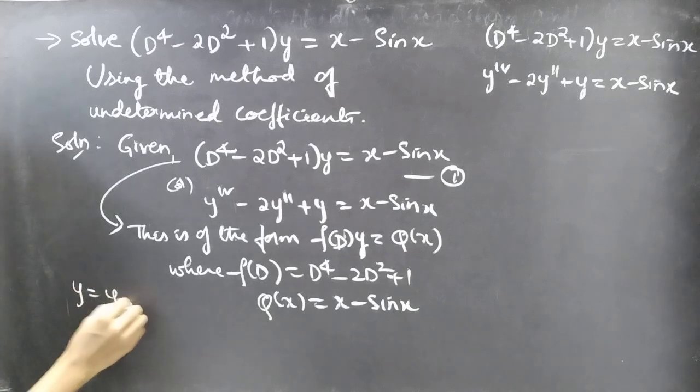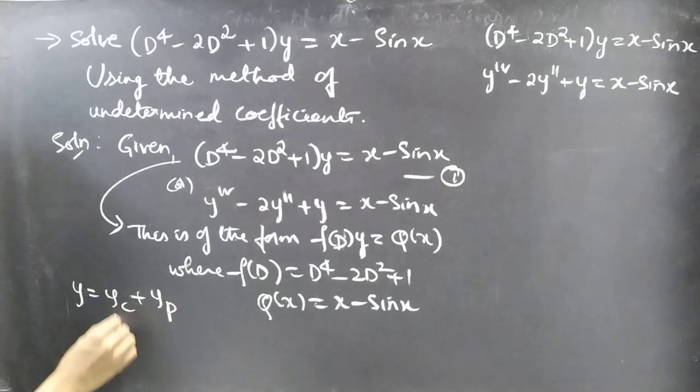Now we need to find the general solution to this equation, which is given by y = yc + yp. Here yc is the complementary function, yp is the particular integral. We'll find yc using the auxiliary equation. Later we'll find yp with the help of yc and Q(x). Okay, fine. Now coming to the auxiliary equation, let's find yc.